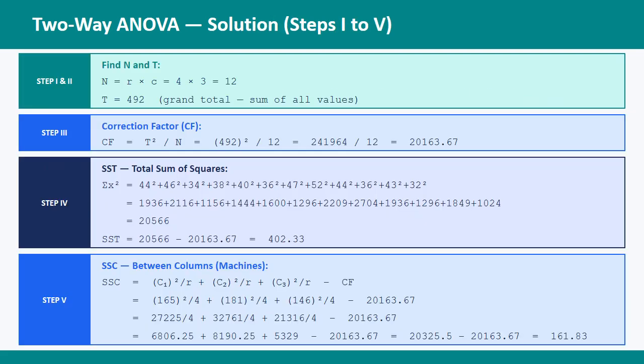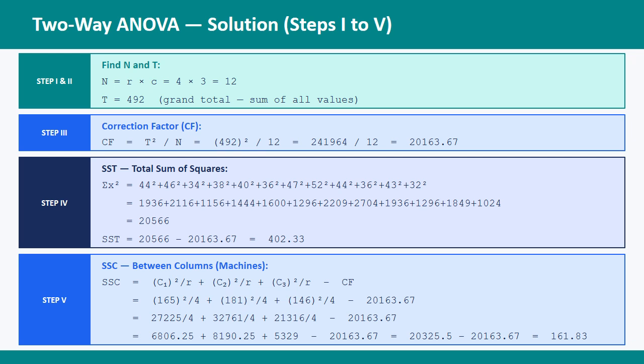And as I said in the steps before, the first and second steps are finding the n and T values by applying the formula. So n is going to be the product of rows and columns. In this given sum there are 4 rows and 3 columns, so the total n value is going to be 12. And T represents the grand total, that is the sum of all values. By summing up all the values, it is going to be 492. And our step 3 denotes the correction factor, which is nothing but T squared divided by n. So 492 squared divided by 12 is going to be equal to 20163.67.